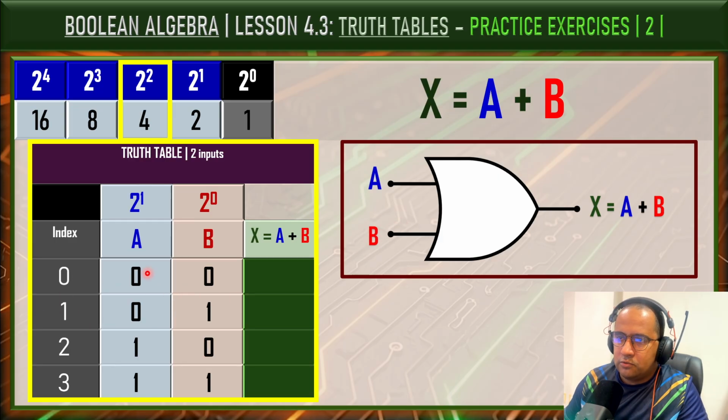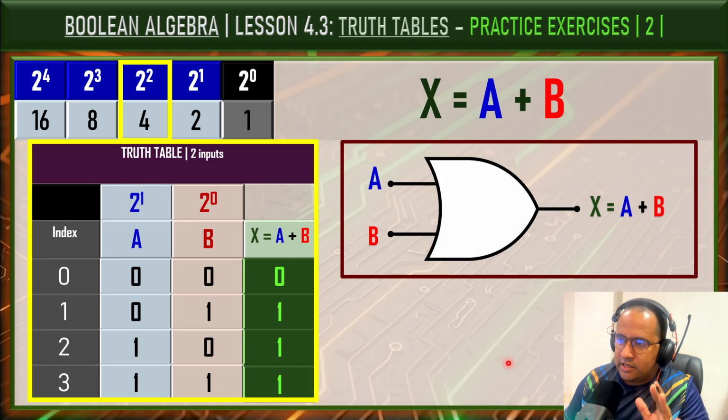For the row 0, we have A equals 0 and B equals 0. So the combination 0 or 0 results in an output 0. For the row 1, we have A equals 0 and B equals 1. So the combination 0 or 1 results in an output 1. For the row 2, we have A equals 1 and B equals 0. Therefore, the output becomes 1. And finally, row 3, we have the combination 1 or 1, which results in an output 1.